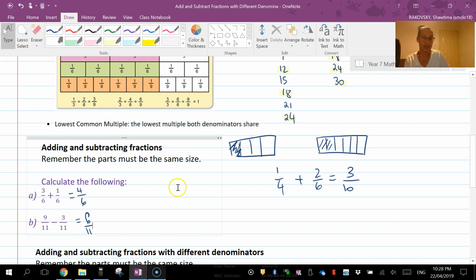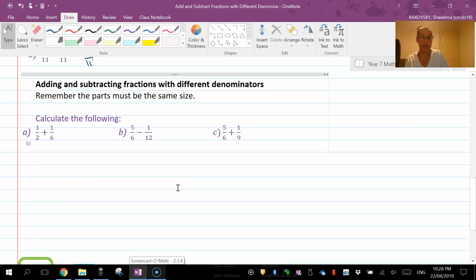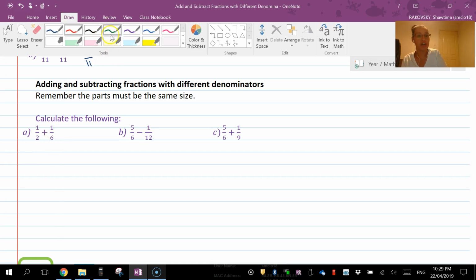Okay, so let's move into adding and subtracting fractions with different denominators. Now here are my fractions. I'm going to do A first. I can see that I've got different denominators, so I'm going to start looking for lowest common multiples.